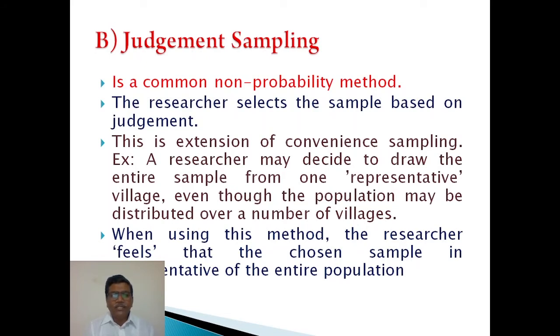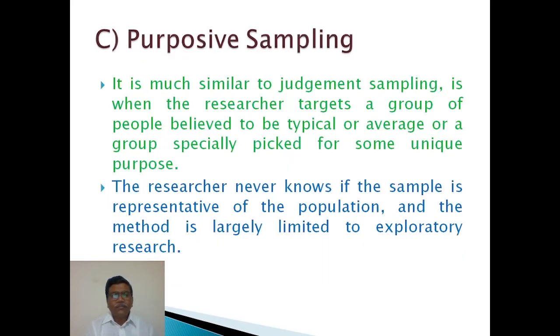For example, a researcher may decide to draw the entire sample from one representative village, even though the population may be distributed over a number of villages. So, based on the judgment, he selects the sample.